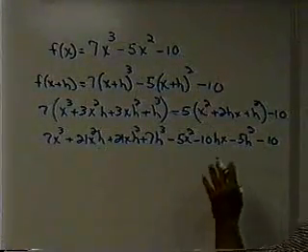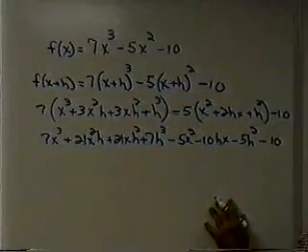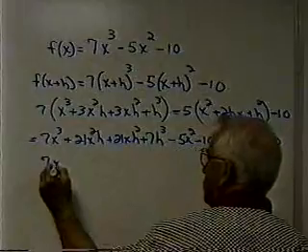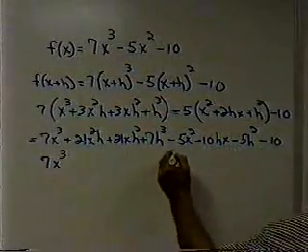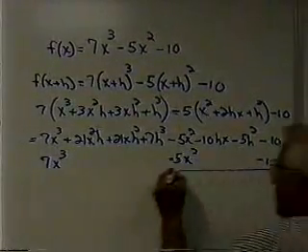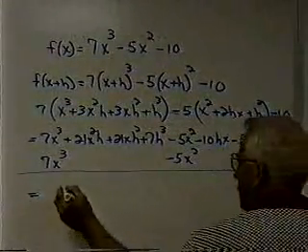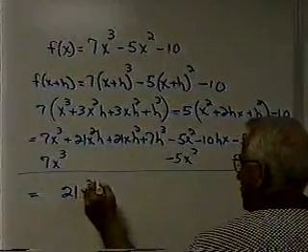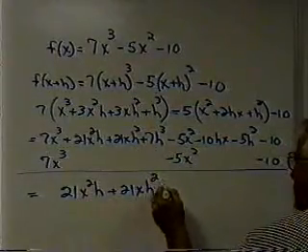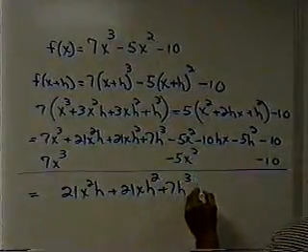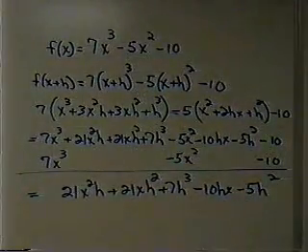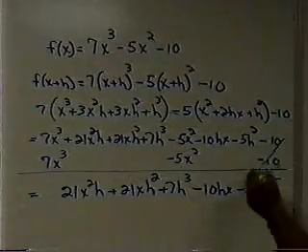Well, that's all f of x plus h. Now what do we do? We now subtract from it the original function, which was 7x cubed minus 5x squared minus 10. And we subtract that, and we are left with 21x squared h plus 21xh squared plus 7h cubed minus 10hx minus 5h squared.